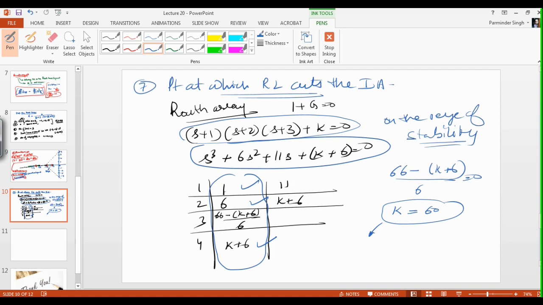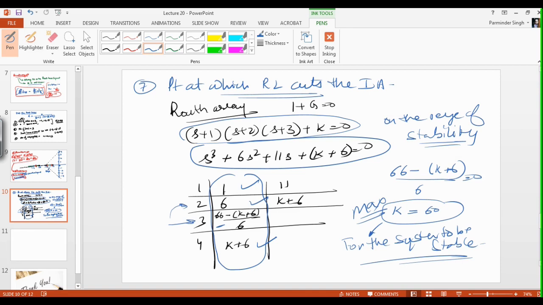If I take, let's say, 60.1, just 0.1 more, it makes the system unstable because this will become negative. If I take 59.9, this third row becomes positive and the system becomes stable. So at k equal to 60 it is on the verge. This is the maximum value of k which we can take for the system to be stable. Maximum value of k is 60. Clear?